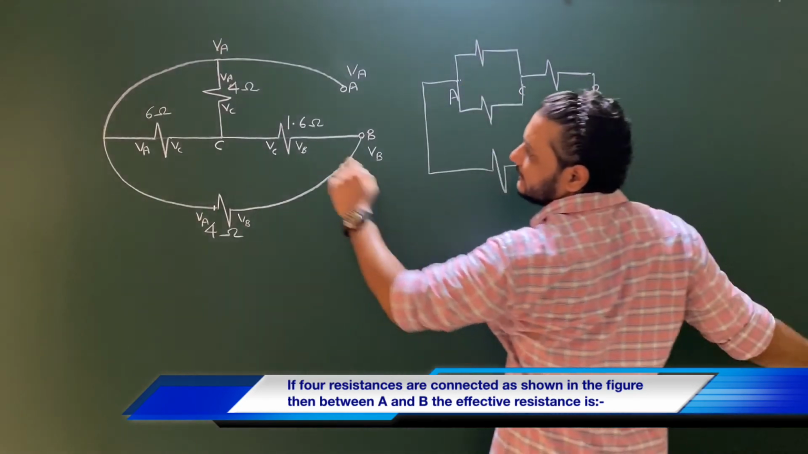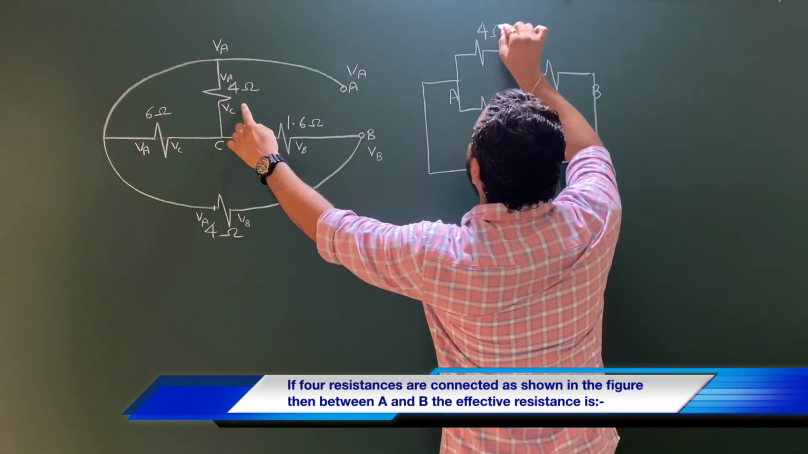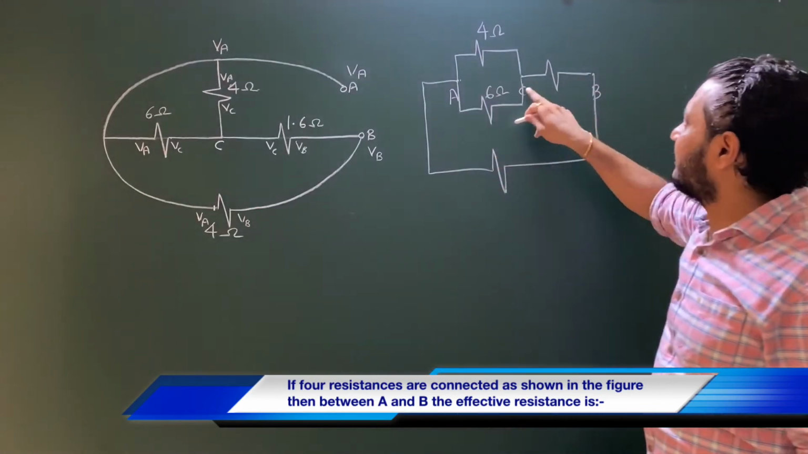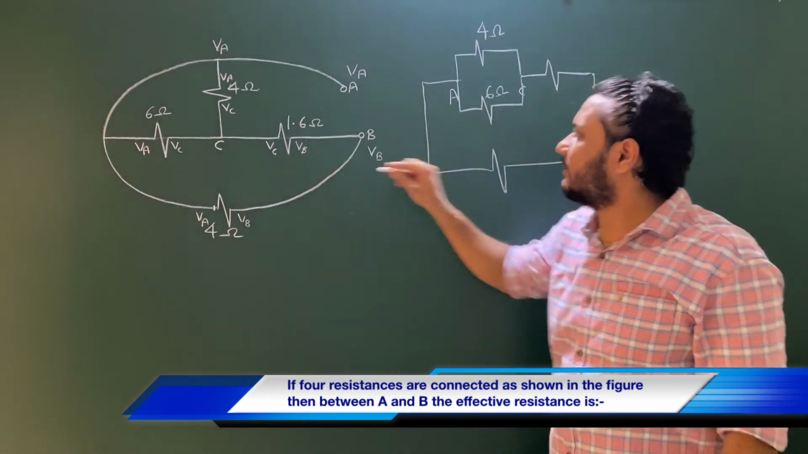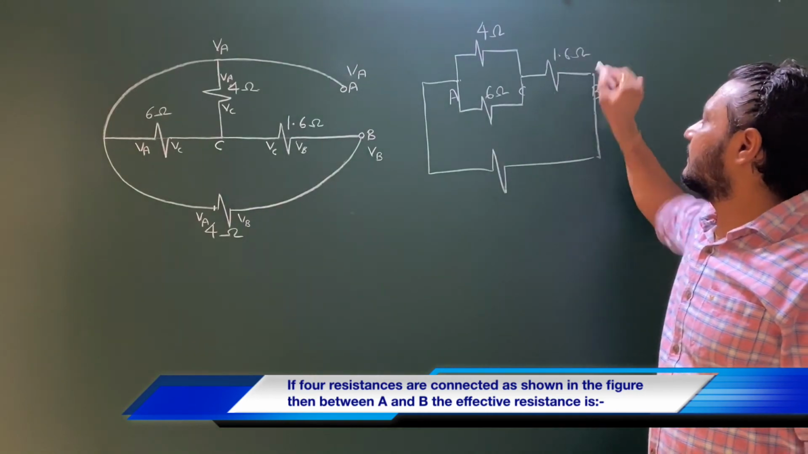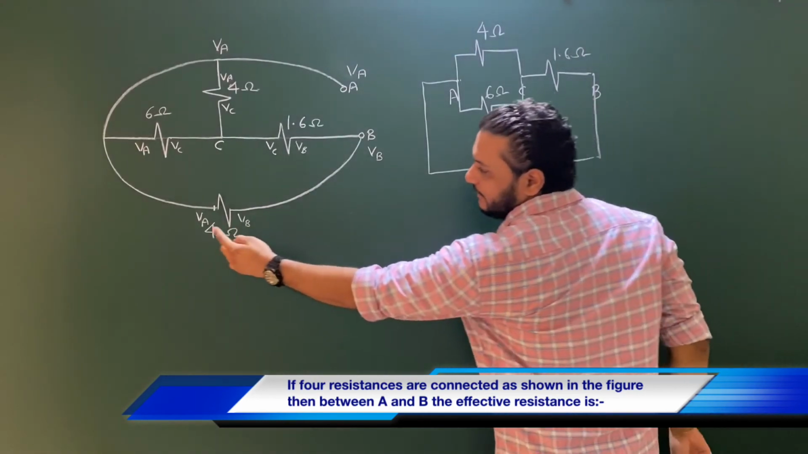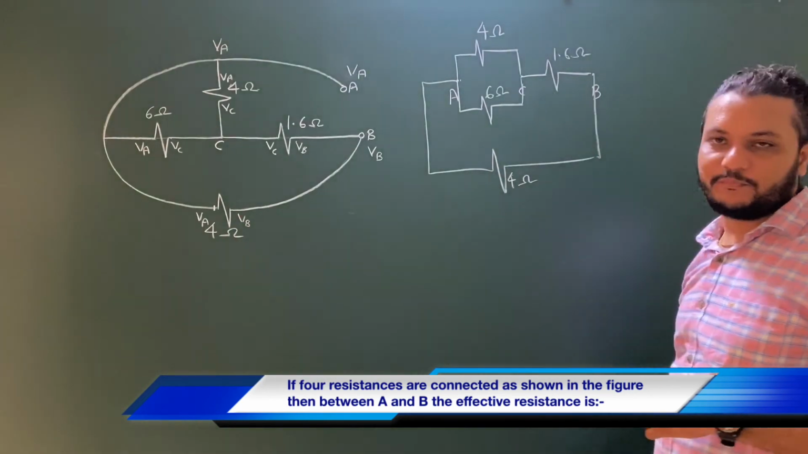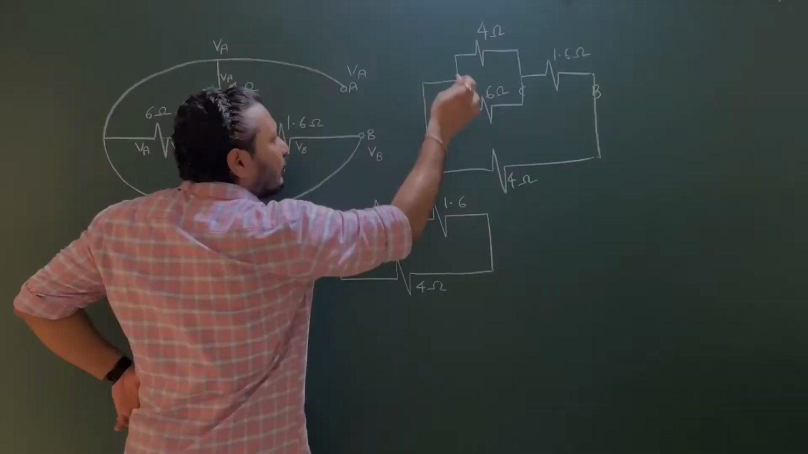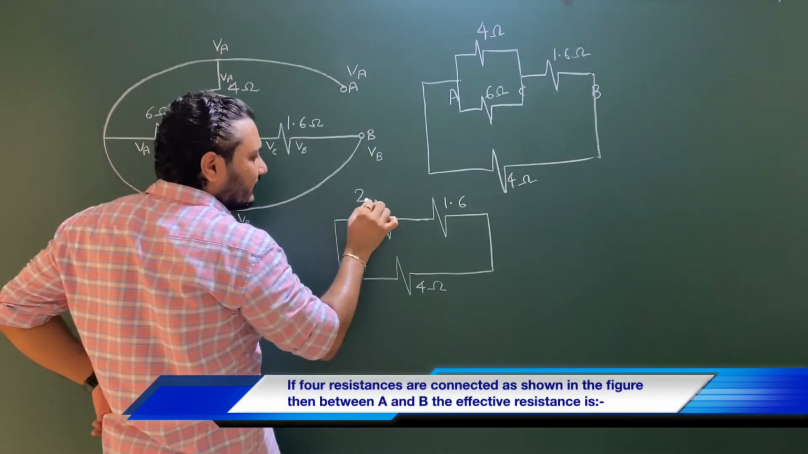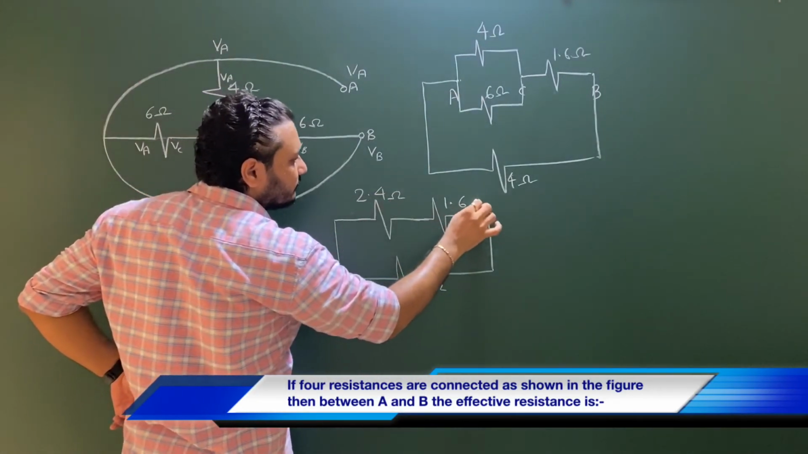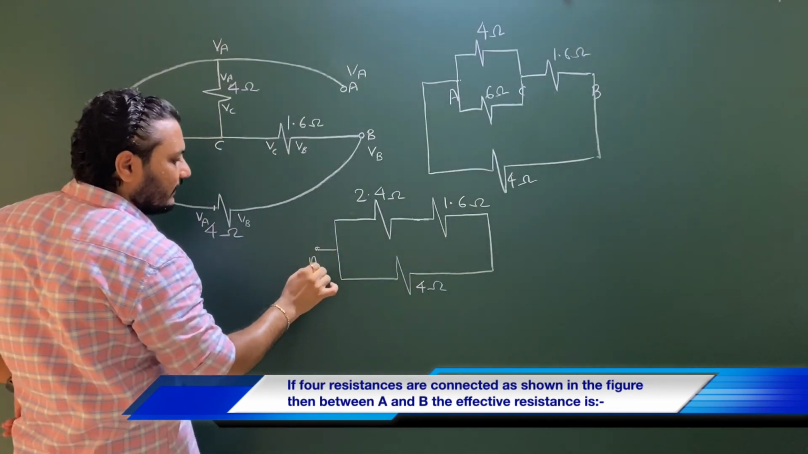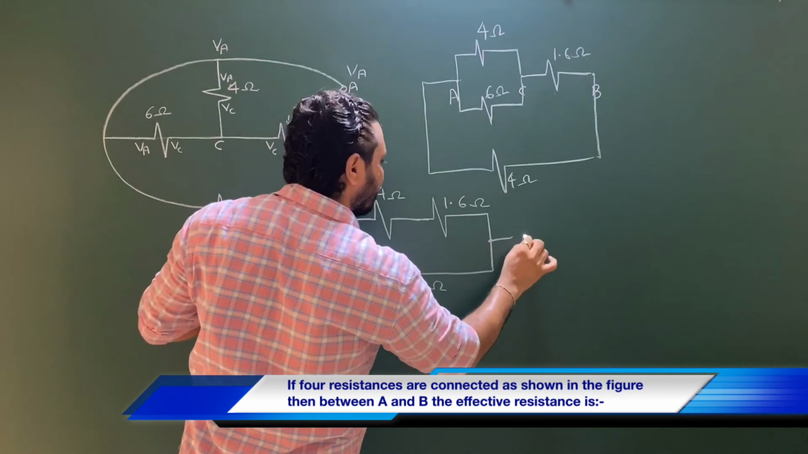If you write the values, this was 4 ohm and that was 6 ohm. Between B and C, 1.6 ohm. And at last this resistance, between A and B, is 4 ohm. Now if you observe carefully, 4 and 6 in parallel, if you solve, you will get 2.4 ohm. And this point is A and that point is B.